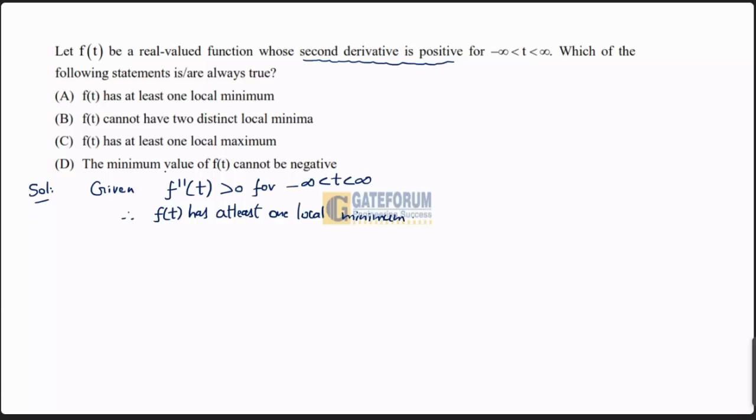Therefore, the answer is option A. This is the end of the question.